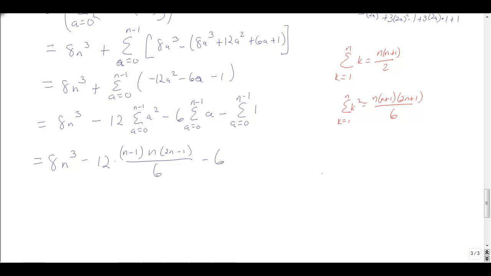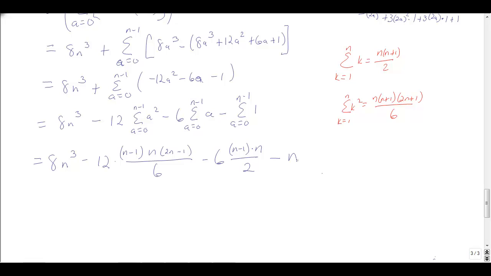Minus 6 times the formula for the sum a equals 0 to n minus 1 of a. Again, I can replace the 0 with a 1. And that top is n minus 1. Add 1 more is n, divided by 2. This last one, this is 1 plus 1 plus 1 plus 1. So typically I might be tempted to say that's n minus 1, but here the a equals 0 actually matters. And there's n total terms, so I get a minus n.